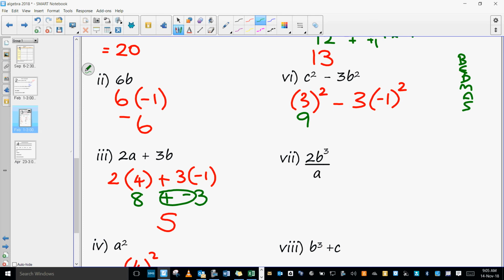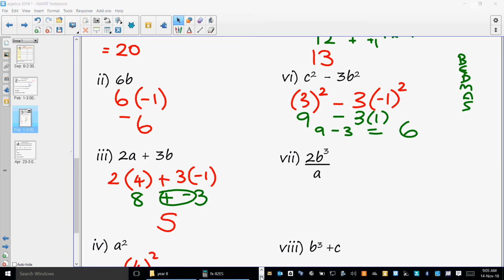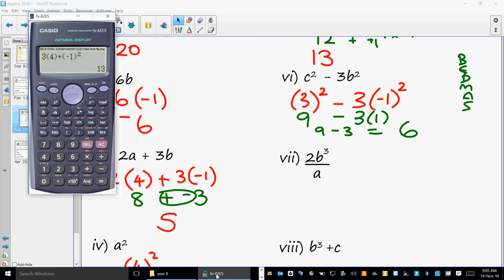Perfect. So then we've got 3 multiplied by 1. What's 3 multiplied by 1? 3. So we've got 9 subtract 3, which is 6. So 3 brackets squared subtract 3 brackets negative 1 bracket squared. Oh, that is lucky.